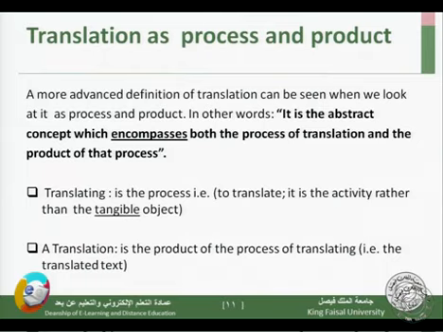It is not the product. It is the process. It is how you are working it out. So this is the process, and it's been researched a lot, this process of translation. So translating is the process, and translation is the product of the process of translating. In other words, the translated text. So a more advanced definition of translation is really to look at translation as a process and product. Process is the activity, and a product is the translated text, the result.